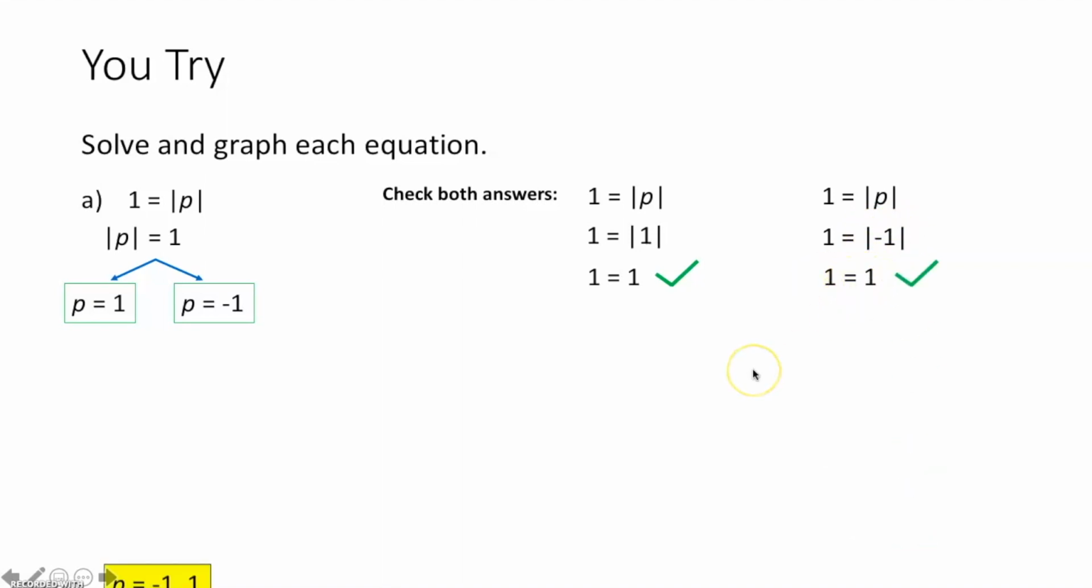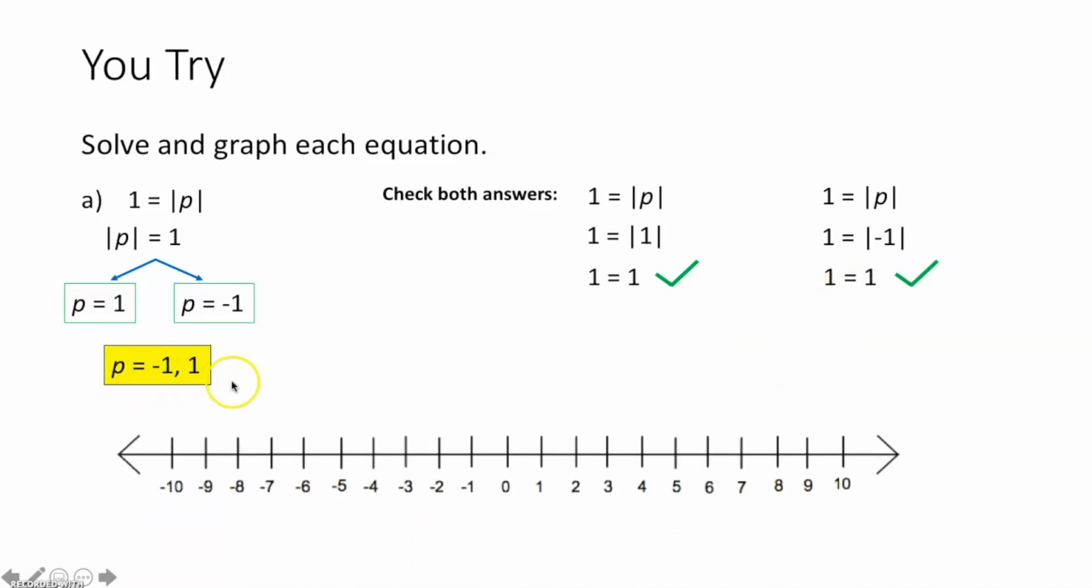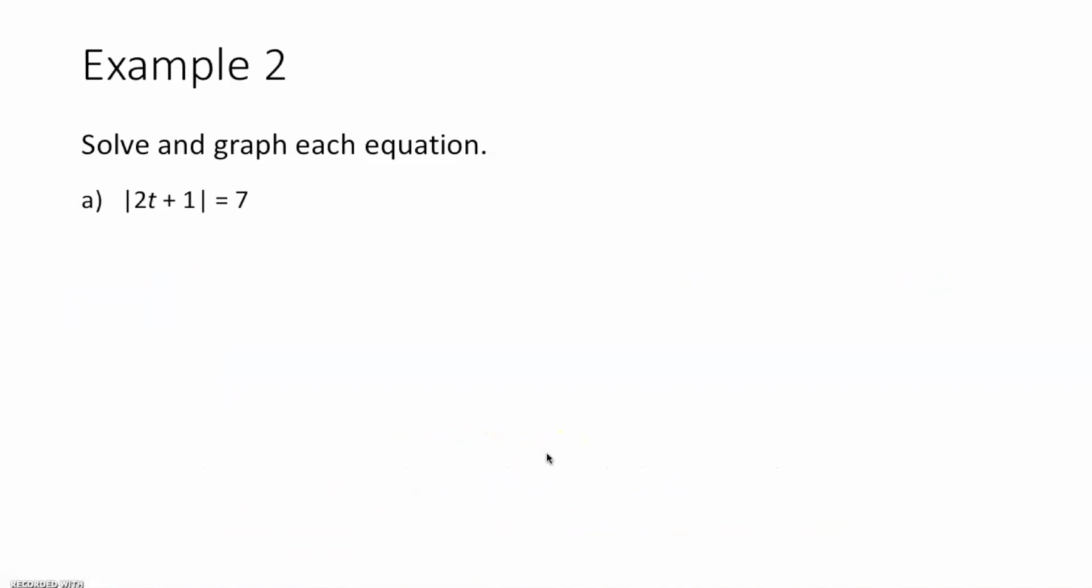So that checks out. Both of those are your answers. So your answers are p equals negative 1 and positive 1. And when you're graphing that, really easy. You just go to negative 1 on your number line, put a point, go to positive 1 on your number line, put a point. Example 2, doing the same thing.